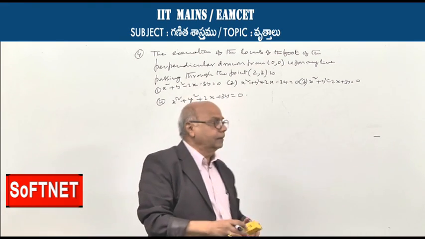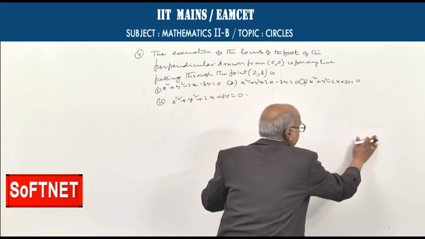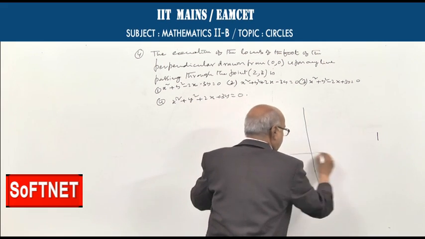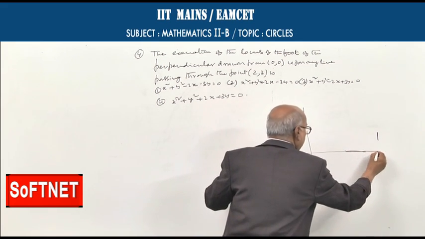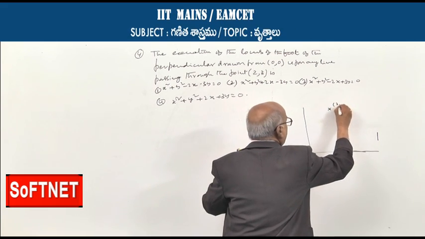Right. Here what he is doing is simply taking a line passing through a fixed point (2, 3).